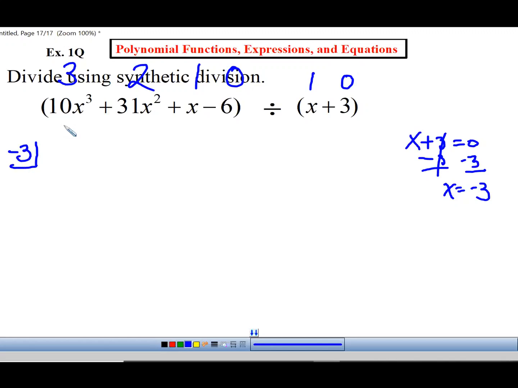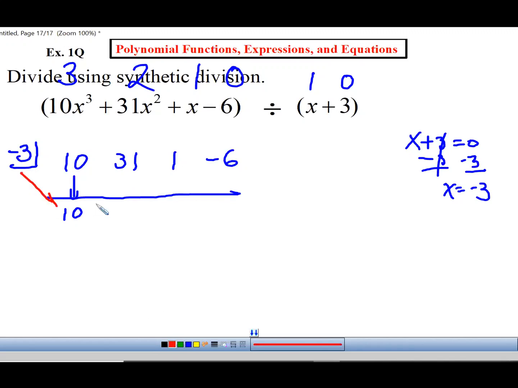From there, we take our dividend, and we only take the coefficients and the constant. So the coefficient of the first term is 10, coefficient of the second term is 31, of the third term is 1, and the constant is -6. We always bring down the first term, and then we start our multiplication. -3 times 10, that's -30. Combine 31 and -30, so that gives us 1.